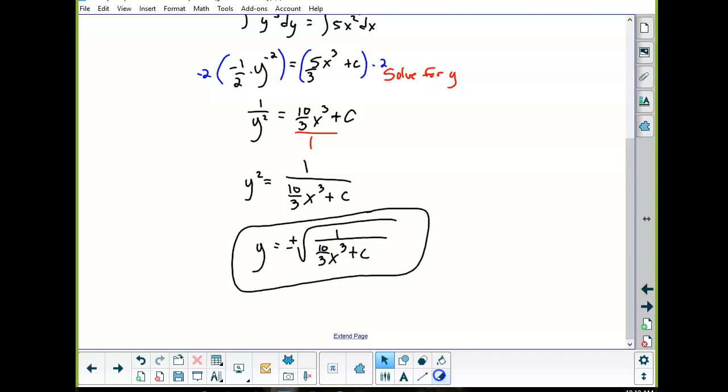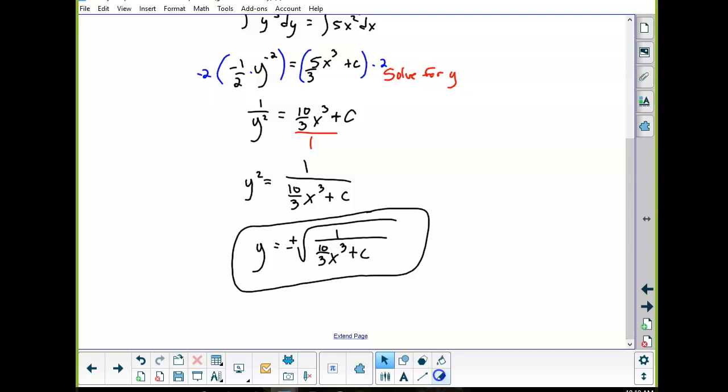Which one would we use? It depends on what the given point would be. All right, so if x was 0, then I would have the positive version, depending on what c is. But we don't have that point, so we're not going to go further than that. But there's my general solution.